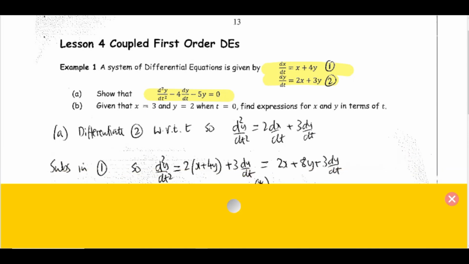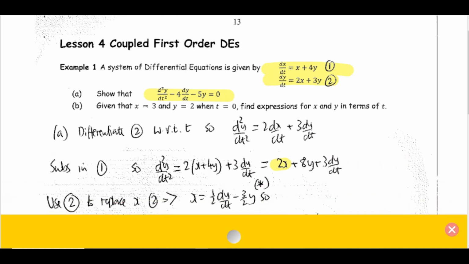dx by dt. So if you substitute in equation 1, you will get d2y by dt squared is twice, in a bracket, x plus 4y, because I'm replacing the dx by dt with x plus 4y, plus 3 dy by dt. And that can easily be expanded to give d2y by dt squared is 2x plus 8y plus 3 dy by dt. Now, the one term I need to get rid of is this 2x term. So the third step is to now go back to equation 2 and use equation 2 to express x in terms of y and dy by dt.